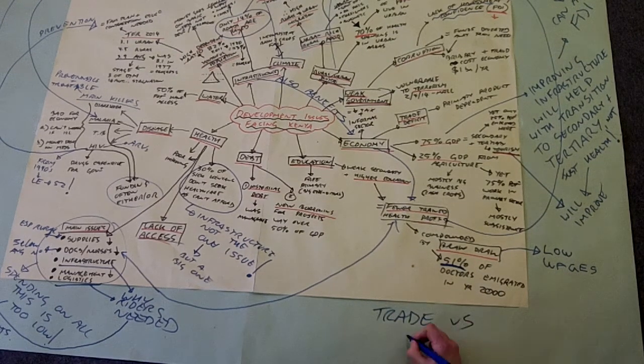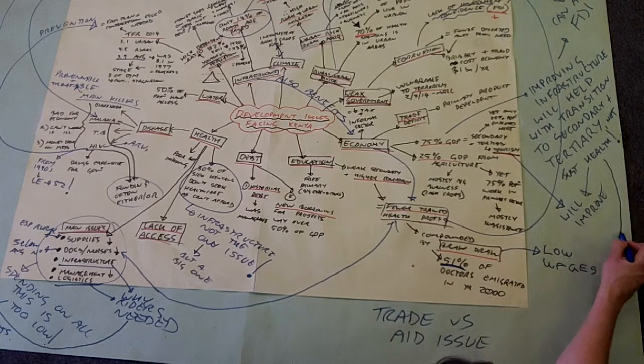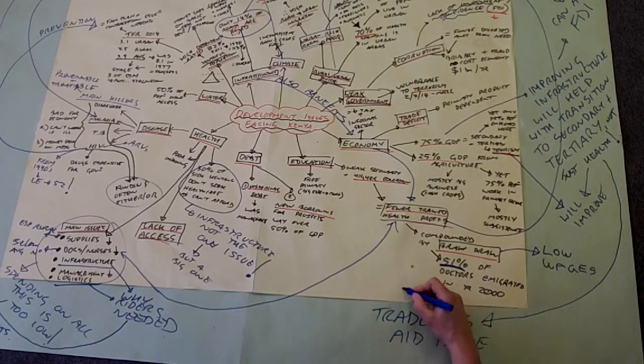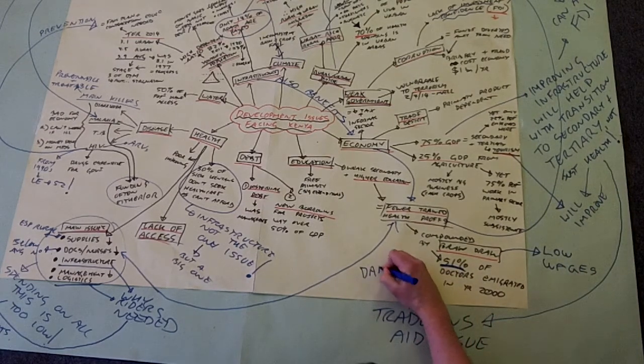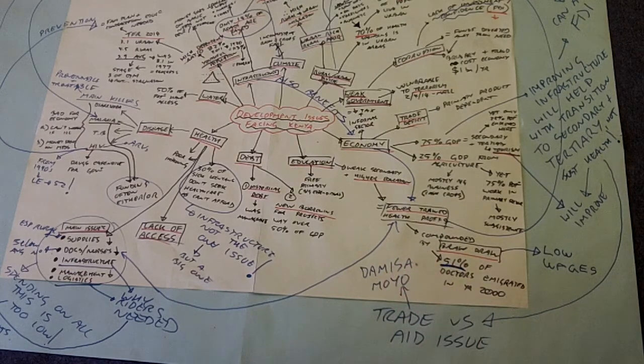So again, you've got a weak economy, you've got a poor trade issue. So you've got this kind of trade versus aid issue, which is what Dambisa Moyo was always talking about. She was saying actually aid's not what they need to develop trade. Okay, so there's another thing to look at. Now we can keep moving around here, and we can consider things like, well, why hasn't trade been developed quicker?